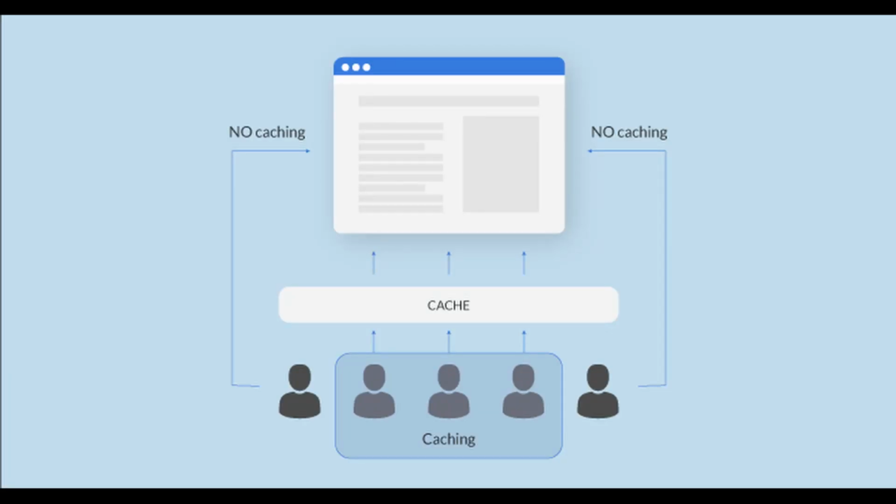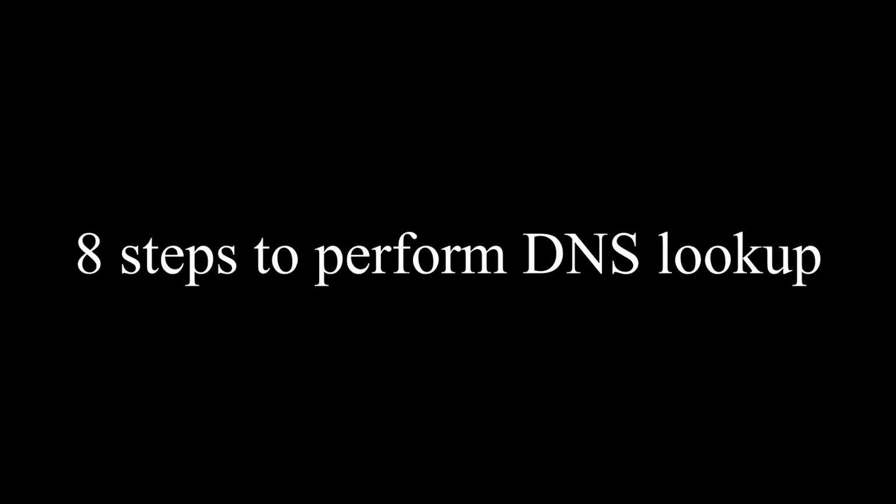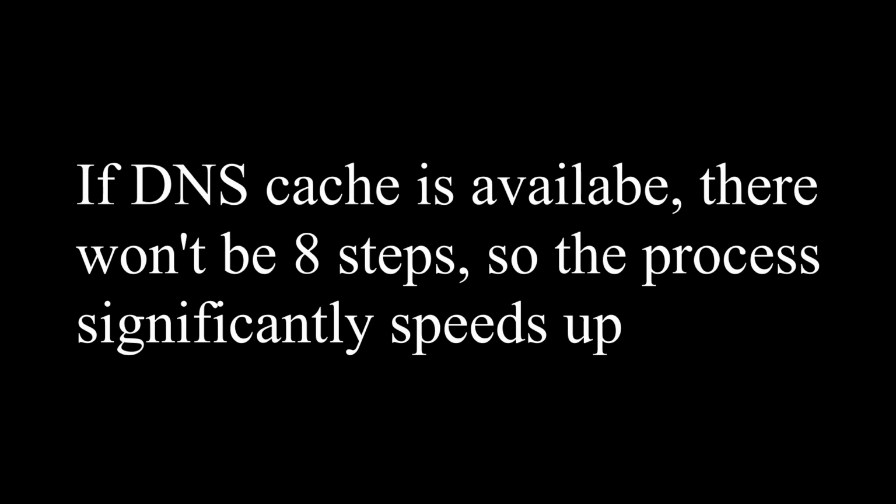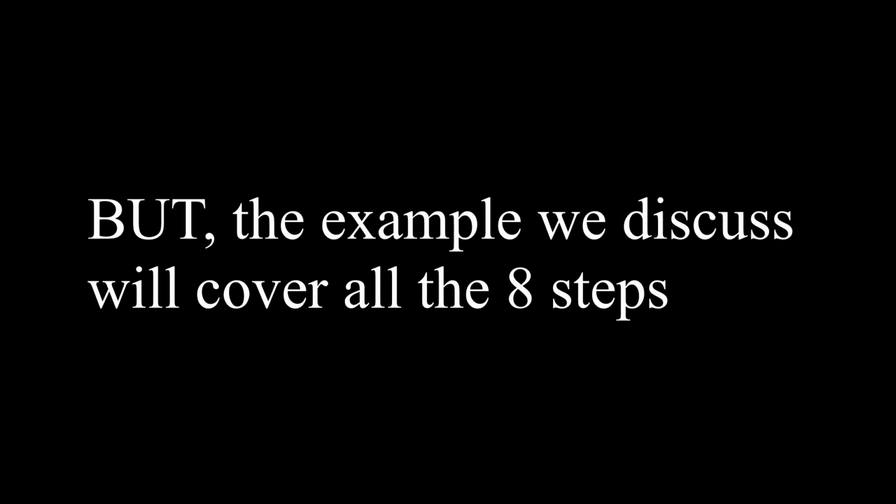Often, the DNS lookup information will be cached either locally inside the querying computer or remotely in the DNS infrastructure. There are typically 8 steps in a DNS lookup. When DNS information is cached, steps are skipped from the DNS lookup process, which makes it quicker. The example that we are going to see will outline all 8 steps when nothing is cached.